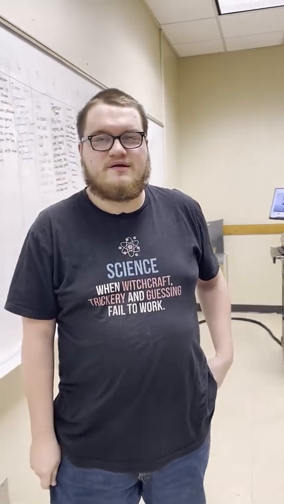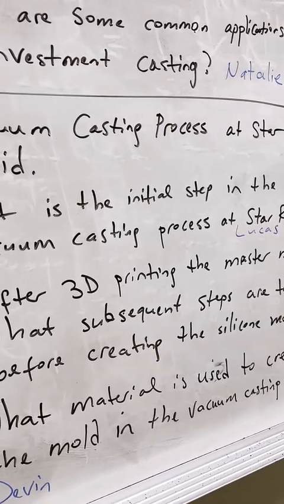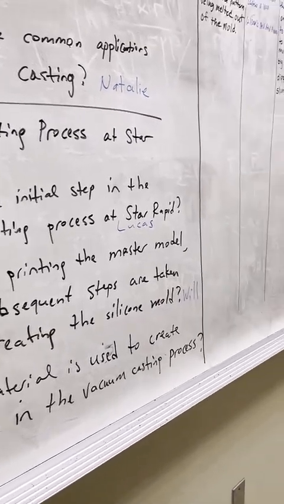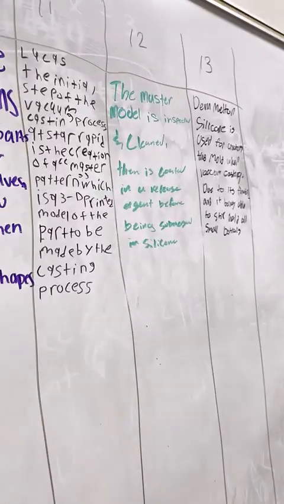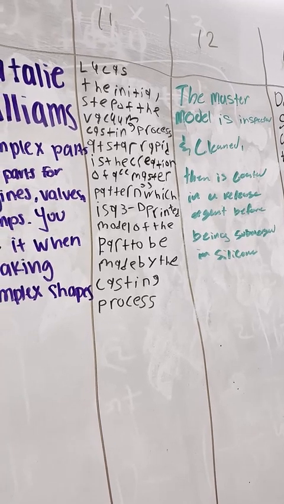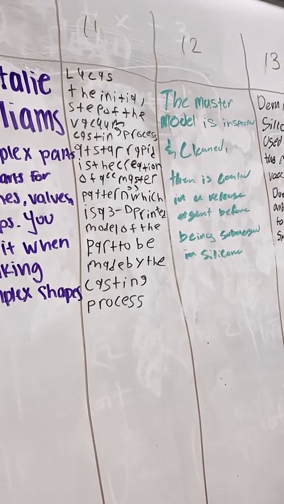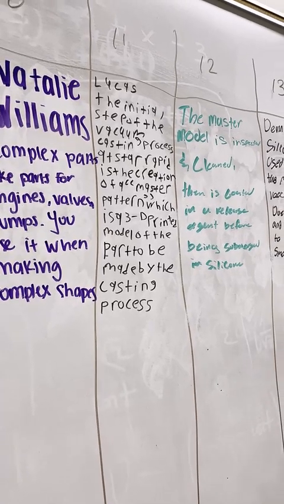My name is Lucas Posey. My question was number 11. What is the initial step in the vacuum casting process at Star Rapid? The initial step of the vacuum casting process at Star Rapid is the creation of a master pattern, which is a 3D printed model of the part that will be made by the casting.